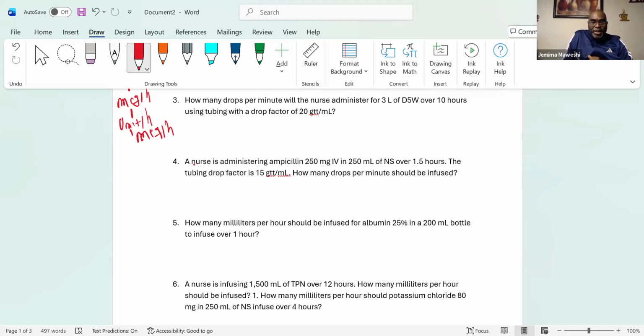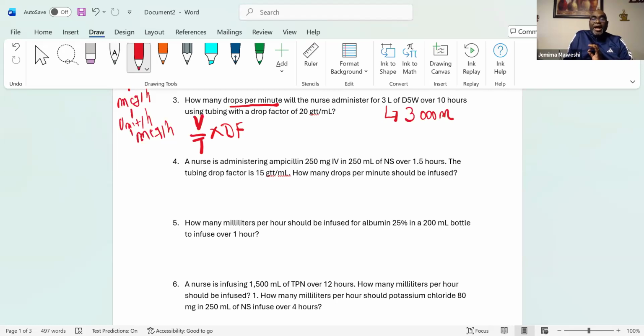In number 3, we are looking for drop per minute. Drop per minute equals volume over time multiplied by drop factor. Your volume must be in milliliter. My volume is 3 liters, so I'm going to convert that to milliliter. It becomes 3,000 milliliter.